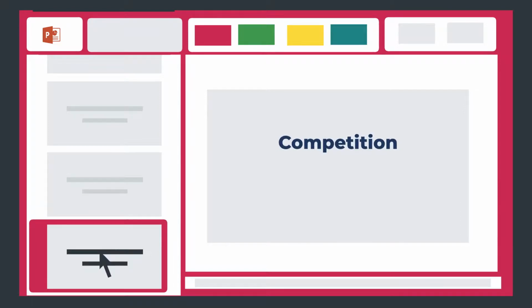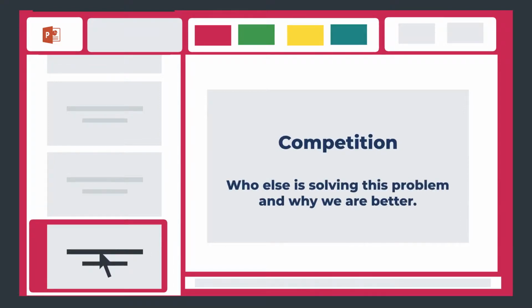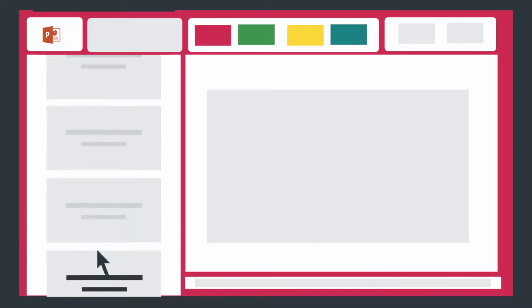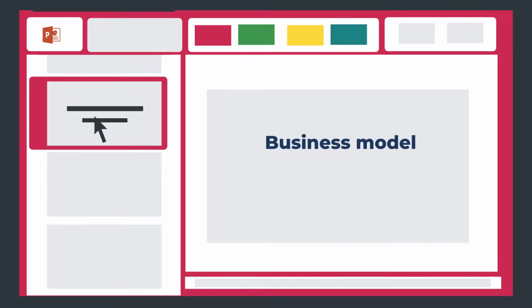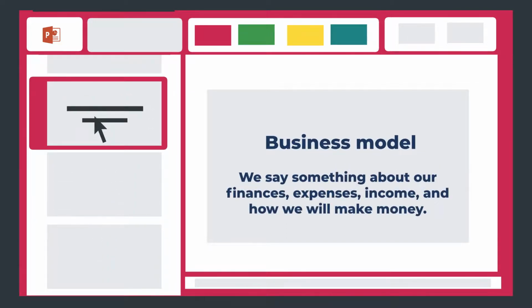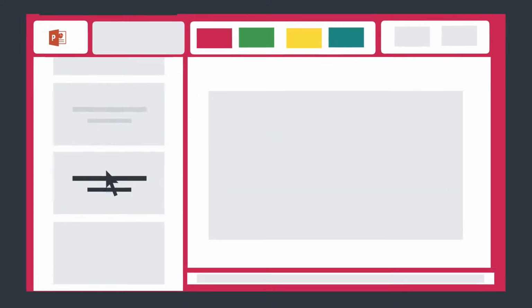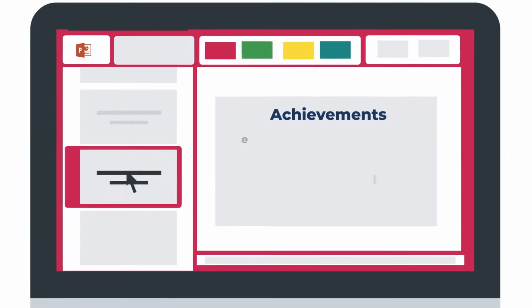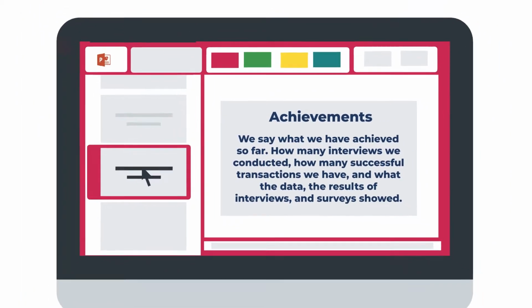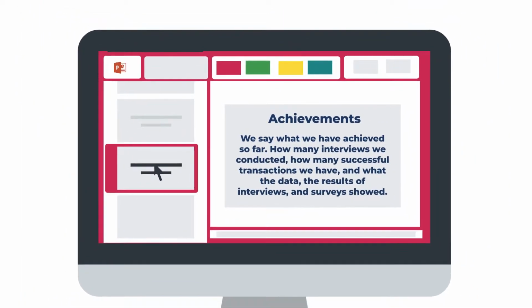6. Competition. Who else is solving this problem and why we are better? 7. Business model. We say something about our finances, expenses, income, and how we will make money. 8. Achievements. We say what we have achieved so far, how many interviews we conducted, how many successful transactions we have, and what the data, the results of interviews, and surveys showed.